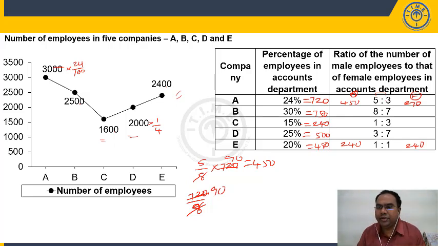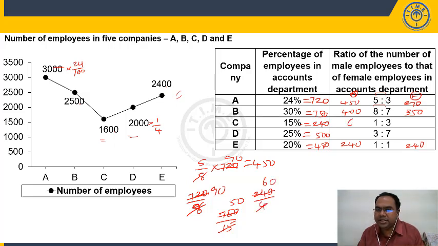3 into 90, 270. This is 15 parts, 750. 750 by 15, each part is 50. So 8 parts is 400 and 7 parts is 350, total should be 750. Yes, matching. 1:3. 4 parts, 240. 240 by 4 means each part is 60. So 1 part is 60, 3 parts is 3 into 60, 180. 180 plus 60 is 240. 3:7, 10 parts. 500 total, divided by 10. So each part is 50, 3 into 50 is 150, 7 into 50 is 350, and 150 plus 350 is 500.